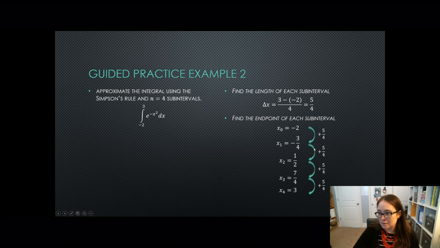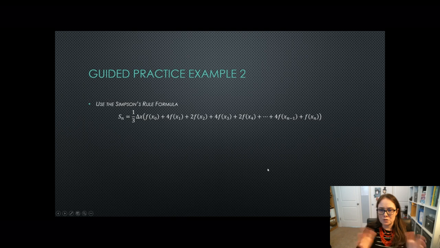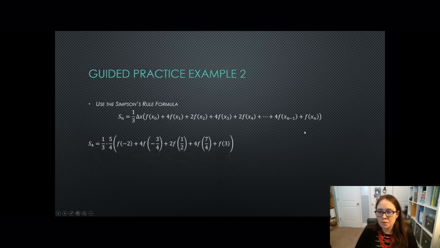I got these again the same way as before, just by starting with the lower endpoint and adding delta x until I got to the other end of the interval. Just a refresher, this is my Simpson's rule formula. I've got the 1/3 times delta x, and then I'm going to be typing in all those xk's into the function. The middle ones, everything but the endpoints, are going to alternate between a 4 and a 2 coefficient. So this is what it looks like for this particular example. I have the 1/3 times the 5/4 out front, and then all of my xk's in here with an alternating 4 and 2 in the middle.